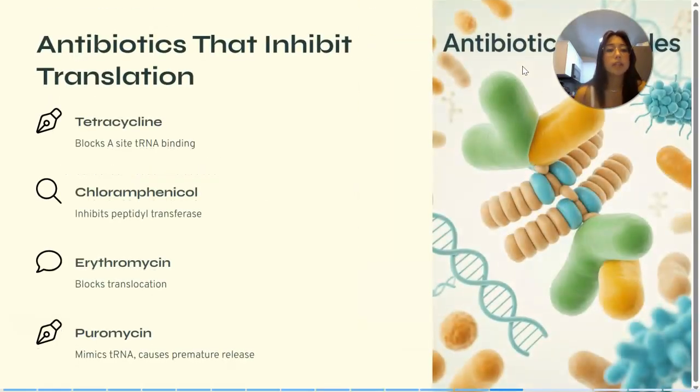Several antibiotics selectively inhibit bacterial translation. Tetracyclines prevent tRNA binding to the A site. Chloramphenicol inhibits peptidyl transferase. Erythromycin blocks translocation. Puromycin mimics tRNA and causes early termination.